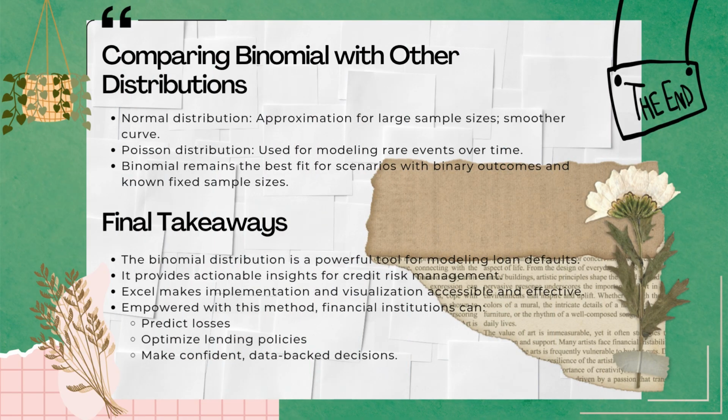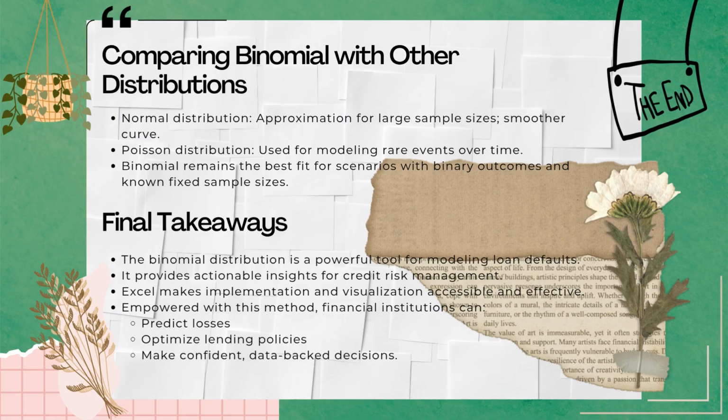Now, how does the binomial distribution compare with others? If the sample size were very large, the distribution might look like a normal curve. For rare events, the Poisson distribution is also used. But when we're modeling a fixed number of borrowers with binary outcomes, the binomial distribution is the most accurate choice.